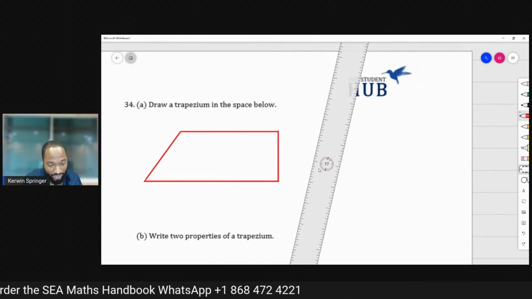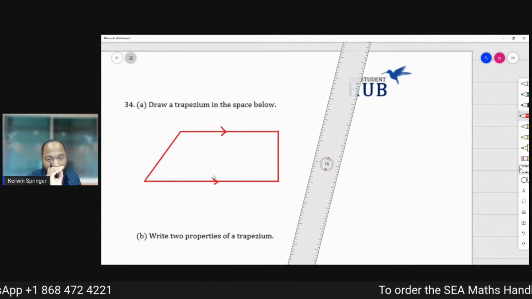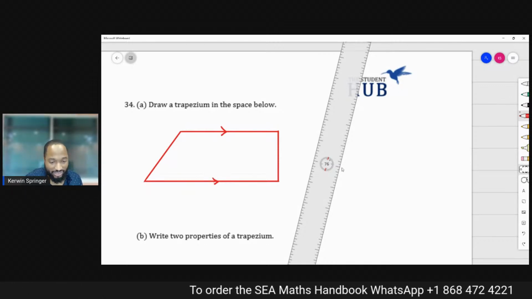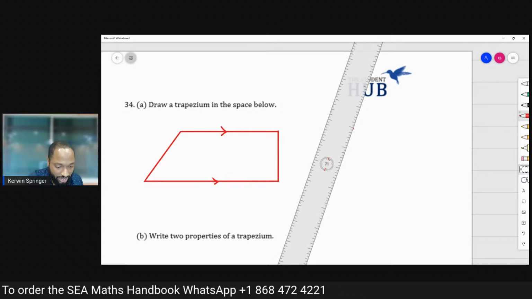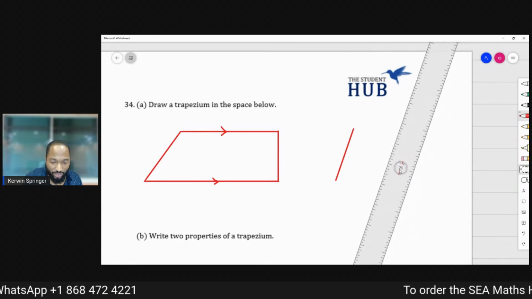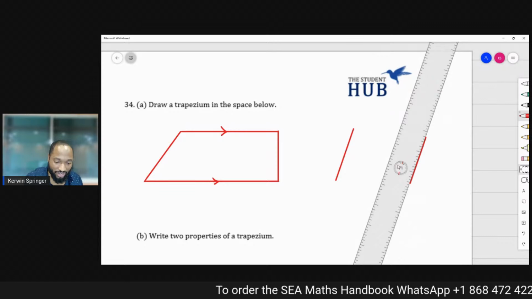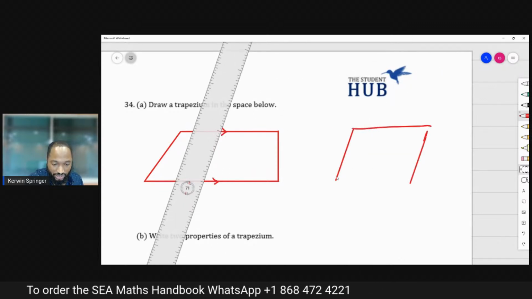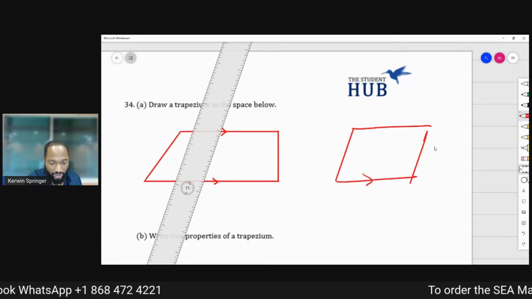When I draw my trapezium, I like to put my little arrow here to show parallel lines. A pair of parallel lines. Because I know that's what makes a trapezium. Now, if you come and do this, this is not a trapezium. In fact, you're not getting any marks. If you come and do this here, you get no marks because that is a parallelogram. 2 pairs of parallel lines.